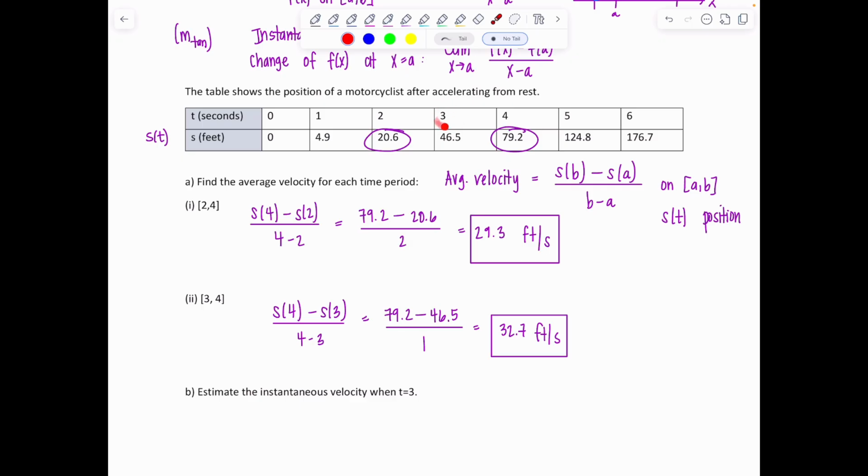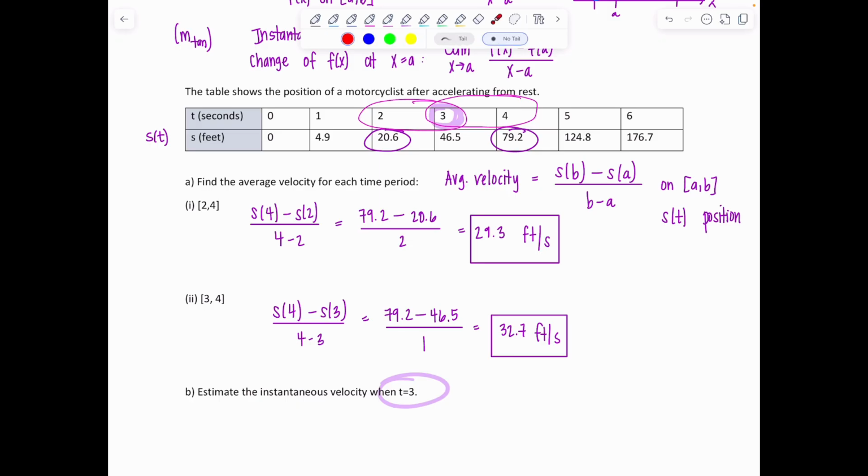Instantaneous velocity when t equals 3. So what you want to do is, we have to estimate it using average velocities. I'm going to find the average velocity for two evenly spaced intervals around, in this case, t equals 3, and I want those intervals as tight as possible. So I'm going to get the average velocity from 2 to 3, and then the average velocity from 3 to 4, and take the average of those two averages to estimate the instantaneous velocity, okay?